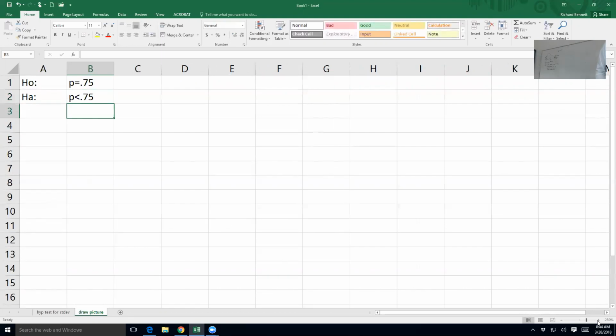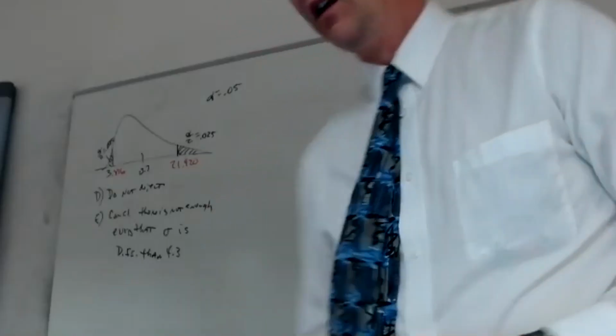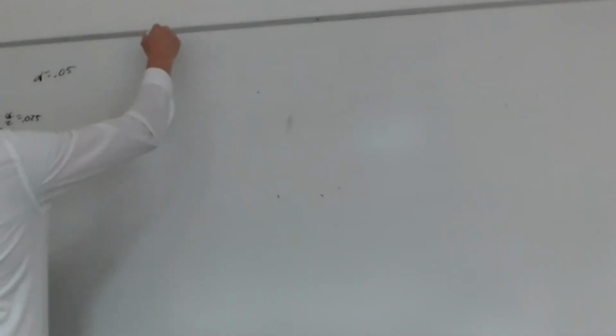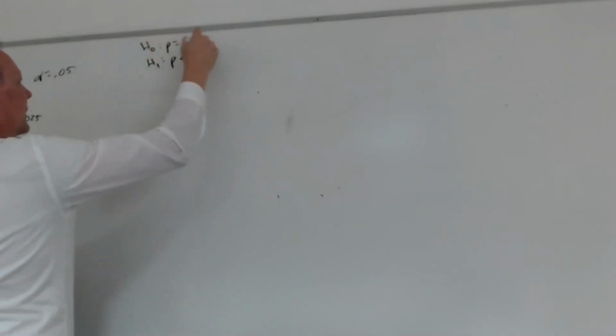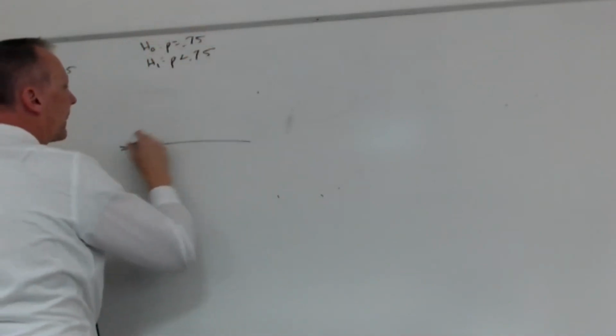Okay, so here's what I would say. Since they gave you the only alternative, you can already start drawing the picture based on just that. Maybe we'll just go back to the board. We'll just do this as a board thing. So I've got the null hypothesis, P equals 0.75 versus the alternative hypothesis, P less than 0.75. What am I drawing? Based on the null hypothesis, what should I be drawing here?